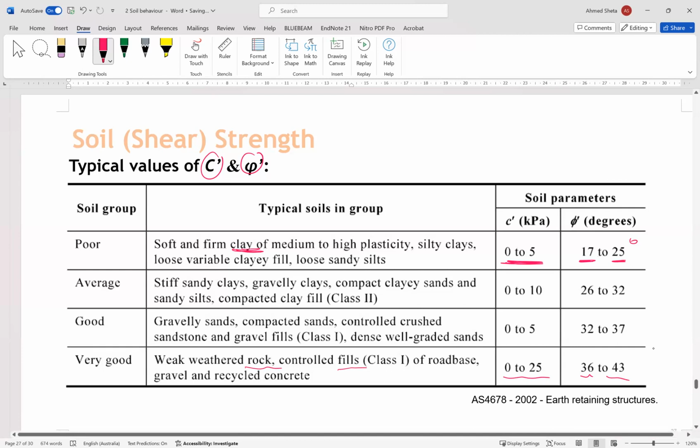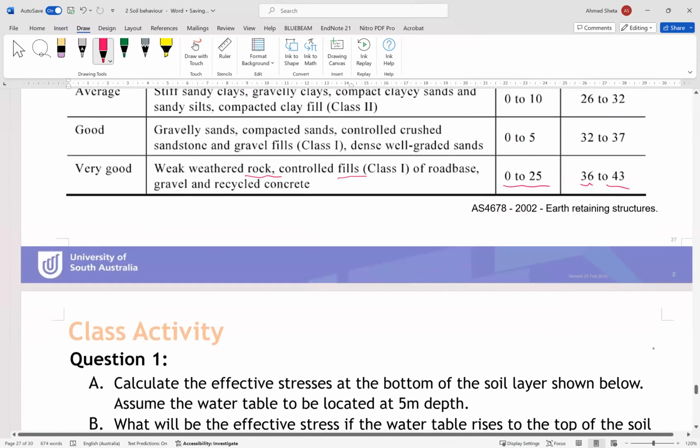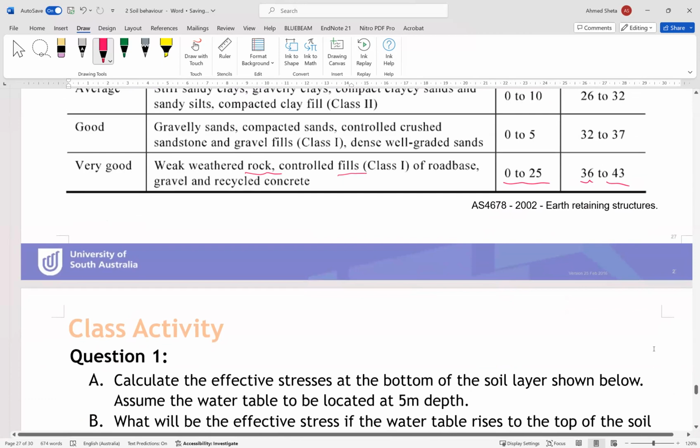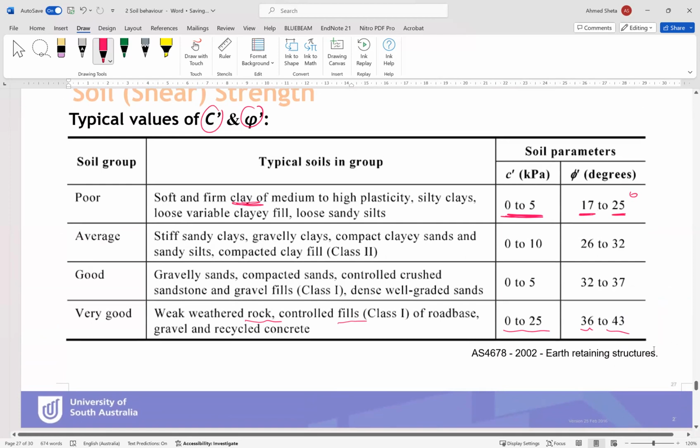Okay. So if this is required in a problem or in the exam, it will be given to you. So don't worry about how much information is given, but just understand the idea of how to find the shear strength in the lab and what the range of phi and C is for some types of soil. This table can be found in Australian Standard 4678 for earth retaining structures. So you can find the values of C and phi in this standard.